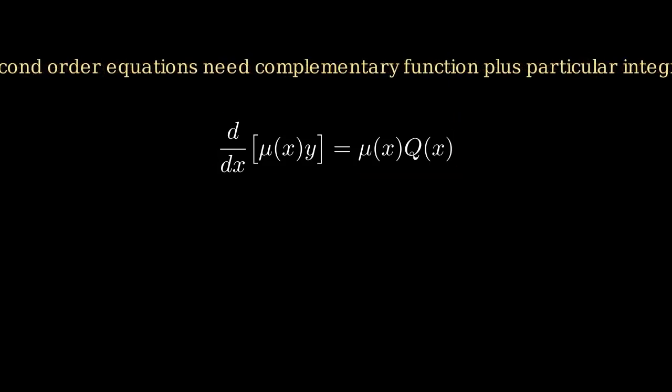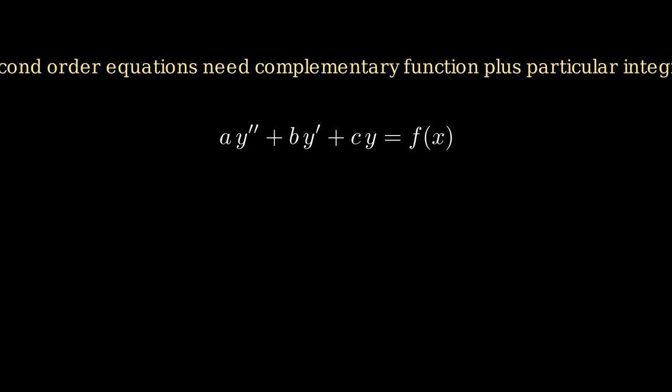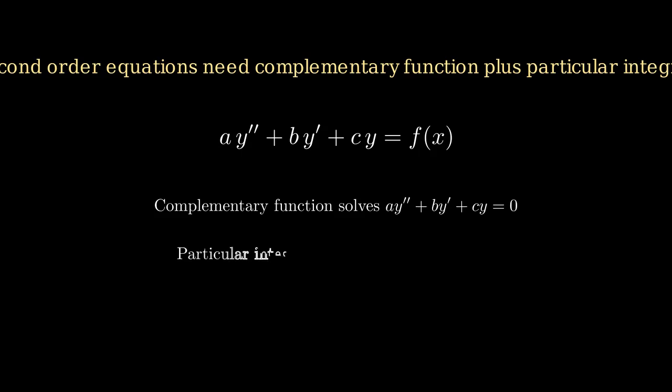A second-order differential equation with constant coefficients is solved in two parts. First, we find the complementary function, and then, if the equation has a right-hand side that is not zero, we also find a particular integral.